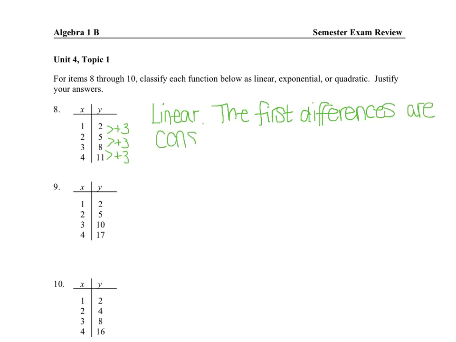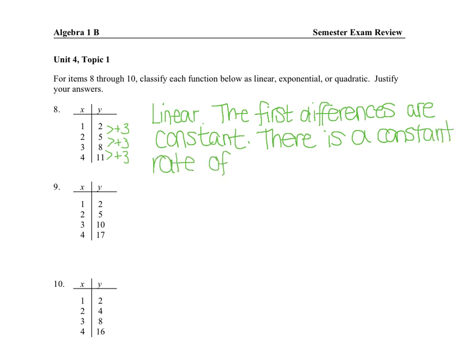We can also say that they're the same. Our first differences are constant, or we can also say there is a constant rate of change of 3. Either way, these are explanations that justify your answer. So there's a constant rate of change of positive 3. This indicates to us that we have a linear function, and if we graphed these points, they'd be in a straight line.